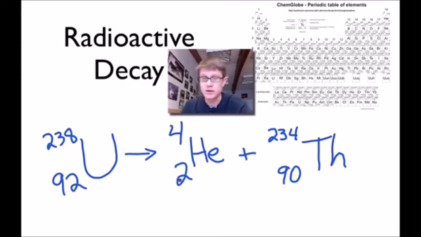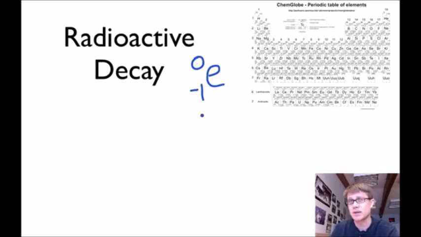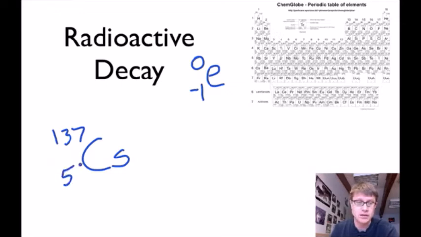Okay, let's try another one of those. And so let's say this time we're dealing with beta decay. So let's say we lose an electron. Electron, remember, has a -1 charge. It doesn't have a mass. And so what's something that undergoes beta minus decay? Would be cesium-137. So cesium-137 has a mass number of 137 and an atomic number of 55. And so what happens when it undergoes beta minus decay?